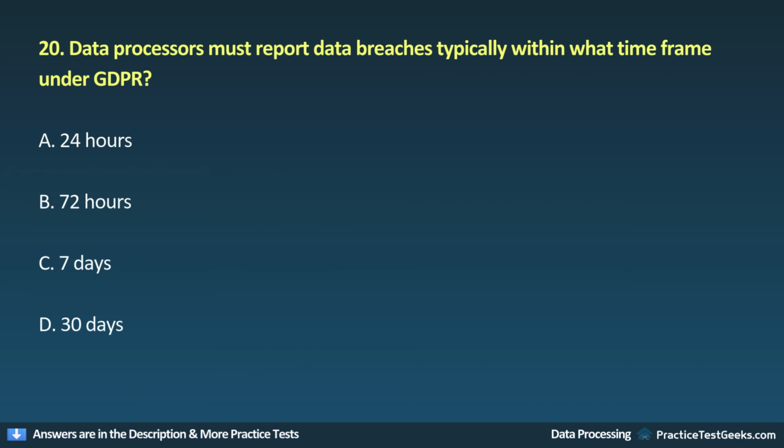20. Data processors must report data breaches typically within what time frame under GDPR? A. 24 hours. B. 72 hours. C. 7 days. D. 30 days.